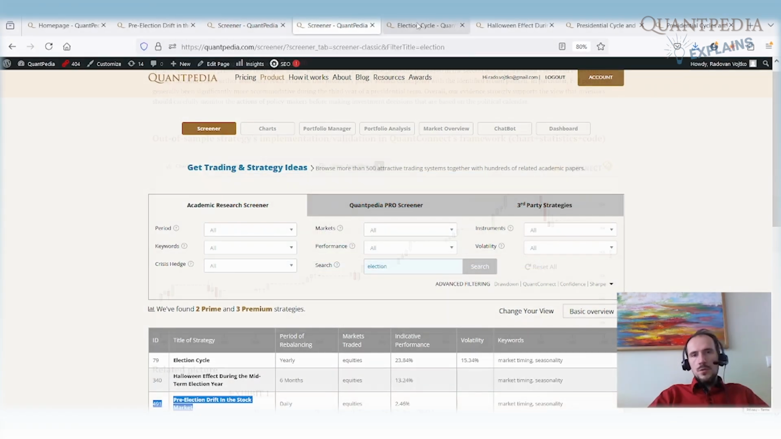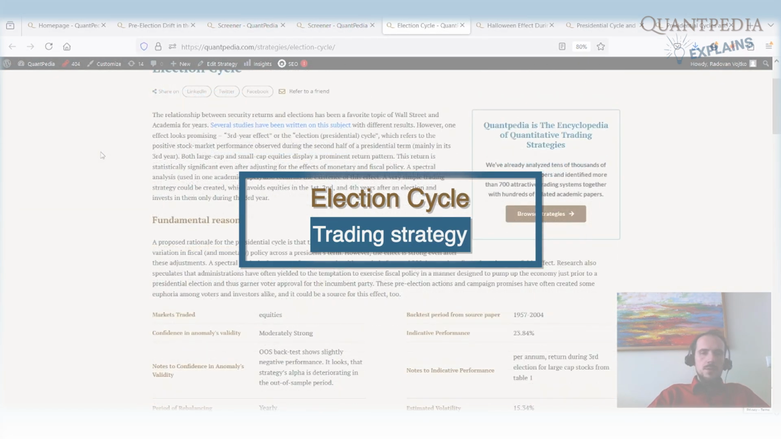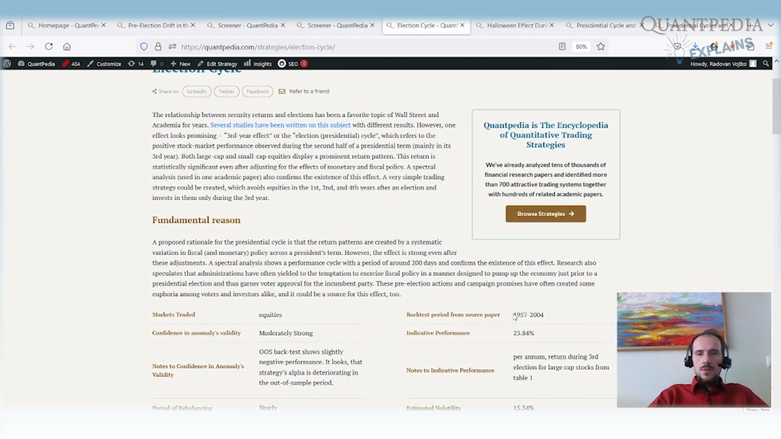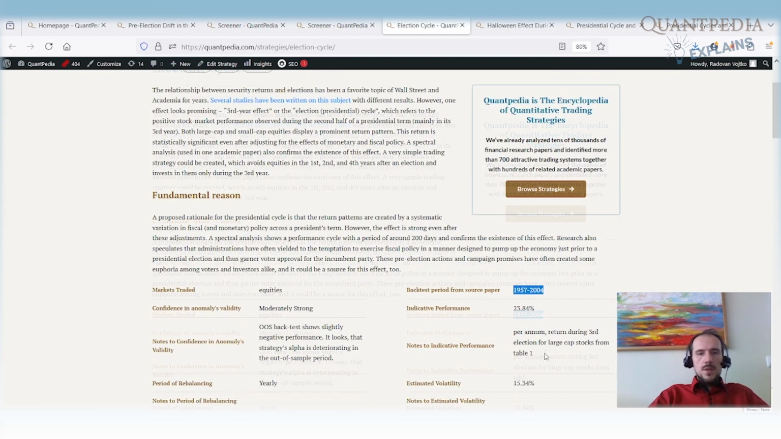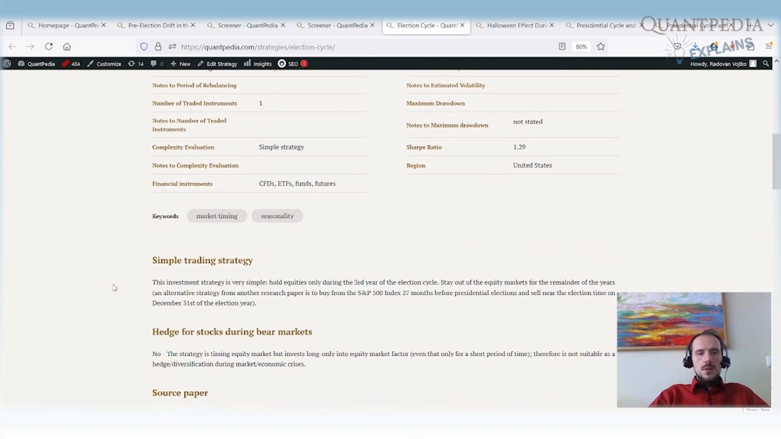What I would like to show you further is the election cycle strategy. The election cycle is based on a paper that was backtested on the years 1957 until 2004. So we made an out-of-sample test for that. The out-of-sample test shows slightly negative performance. The idea is that the investment strategy is simple: you should hold equities during the third year of the election cycle, and you should stay out of the equity markets for the remainder of the years.